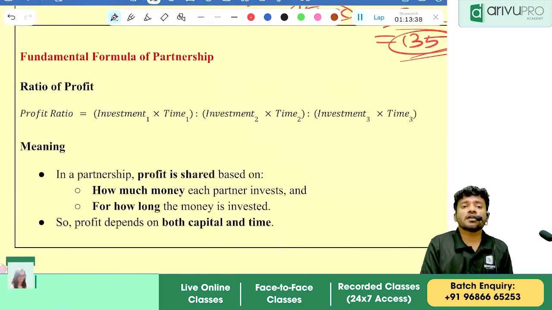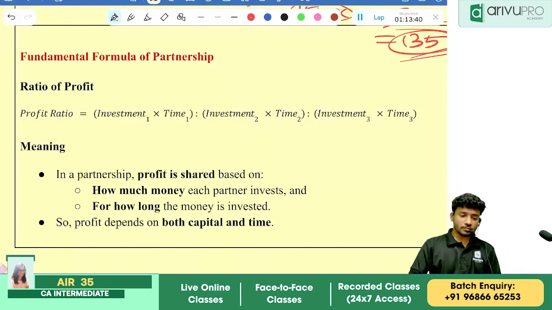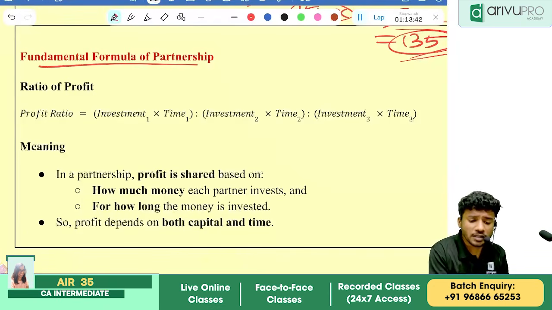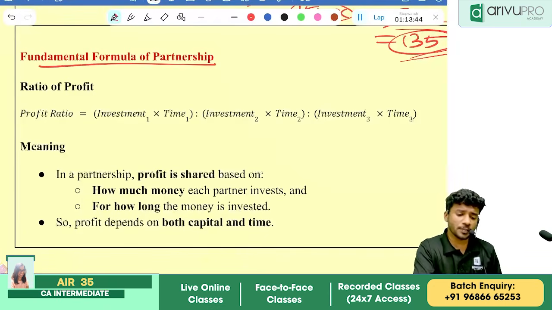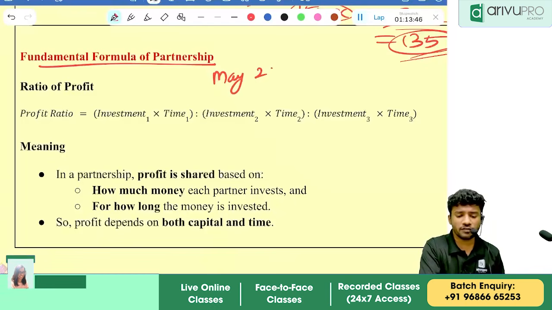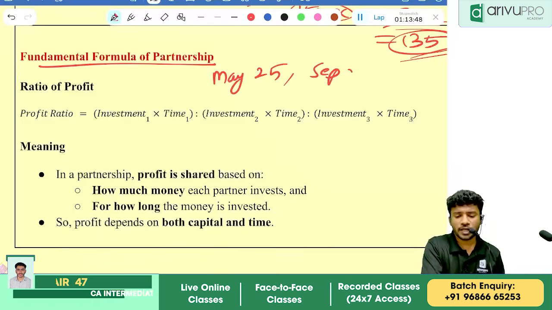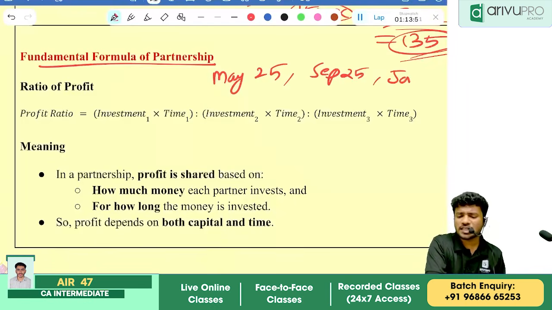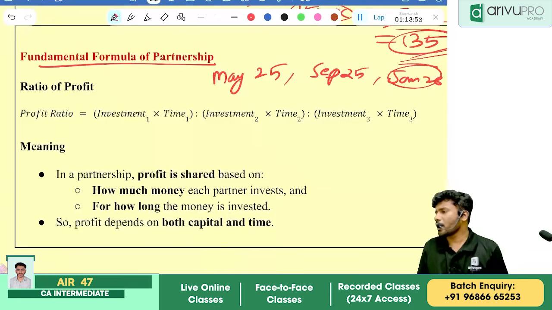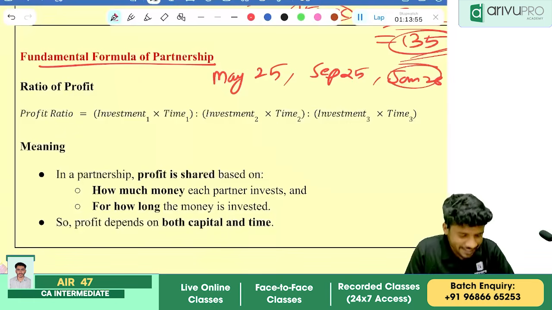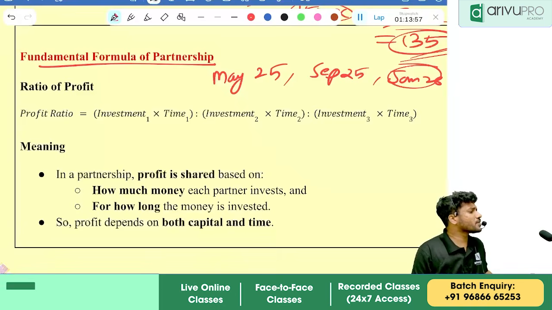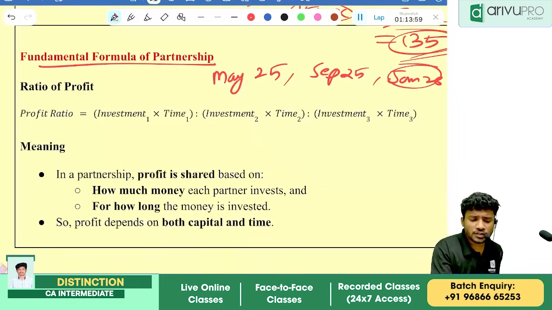Fundamental formulas of partnership. We need to study partnership. There were questions based on partnership in May 25, then September 25. In Jan 26, I think there was no question from partnership. Good afternoon all. Yes, the formula for partnership is very easy. I'll tell you how it works.